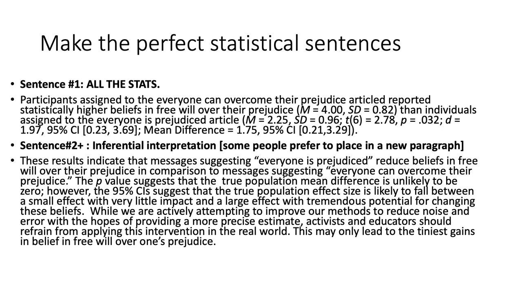Then individuals assigned to the everyone is prejudiced article. We have the same thing with the means and the standard deviation, and then I add a semicolon. Why? Because I'm adding a new statistic, the t-value. So t with 6 degrees of freedom equals 2.78, p equals 0.032, and d equals 1.97. Now, the degrees of freedom were in the output. I didn't talk about them, but they were there. t, degrees of freedom. You'll see them, they're right next to each other.